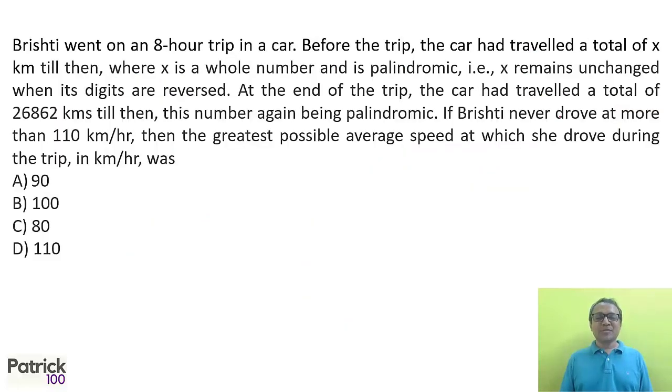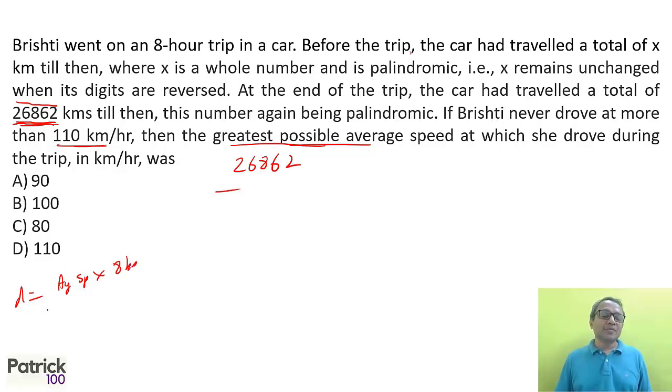Well, this is a big sum, but it's actually an easy sum. So they say palindromic. They have explained what is palindromic. That is, the numbers can be read in front and behind will be same. So 26862 or 26862. So he never drove more than 110 kilometers per hour average speed. So before also the number was palindromic, and after moving also it was palindromic. So from 26862, if you remove the distance traveled, you will get the answer. Since you want greatest possible average, distance traveled is average speed into time. Time is 8 hours.